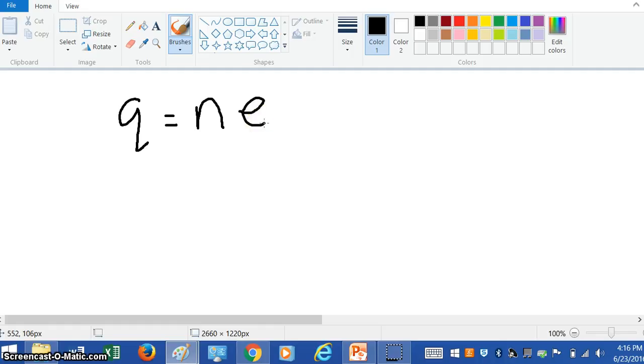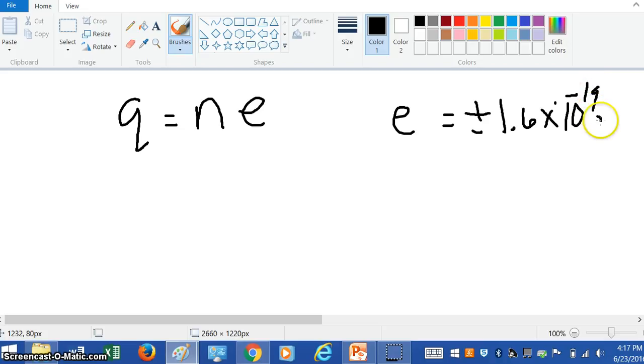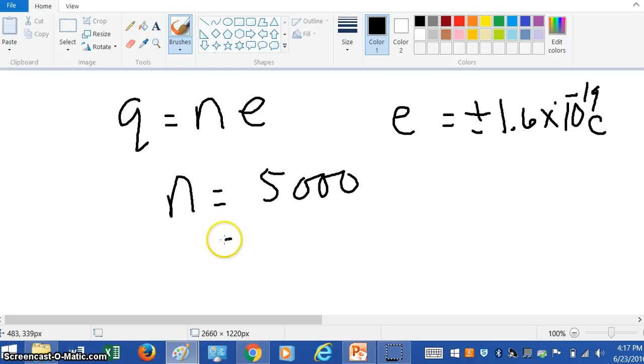And if the charge is negative, then we use the negative value, where e is plus or minus 1.6 times 10 to the minus 19th coulombs. All right, so let's do a quick example. Suppose we had, say, n equal to 5,000, just to make it simple. Then what's the charge? It's 5,000, let's say, electrons.